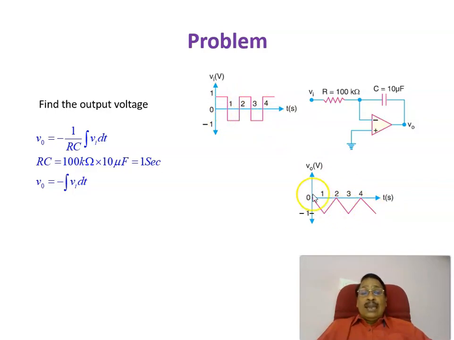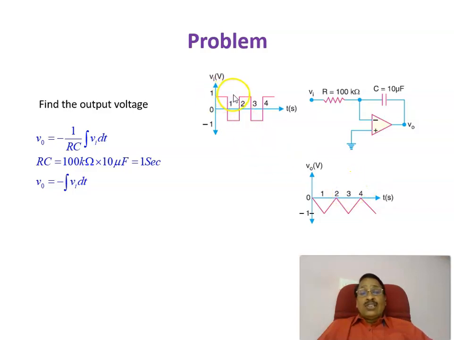This is the output waveform corresponding to the square input. The output is like this. You will get a triangle, a triangle with a negative sign. That is why it appears in the downward portion of the axis, because there is a minus sign, minus Vi dt. Therefore, this is the input waveform of an integrator, and this is the output waveform.